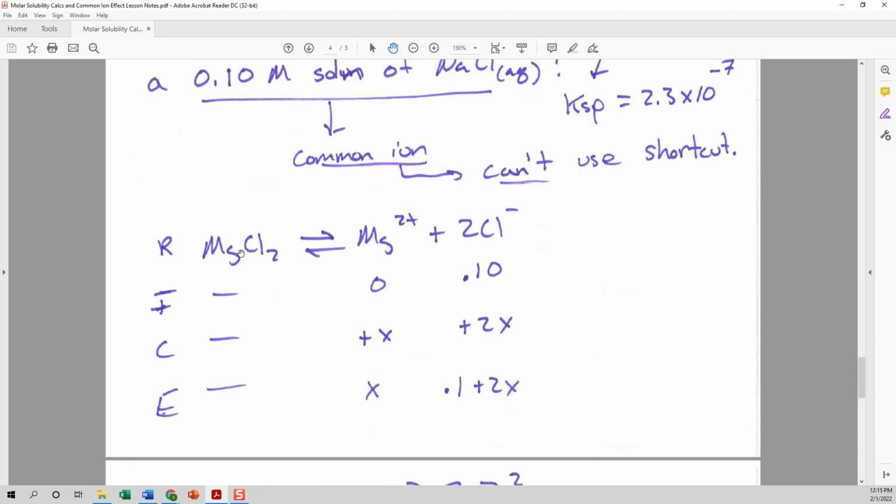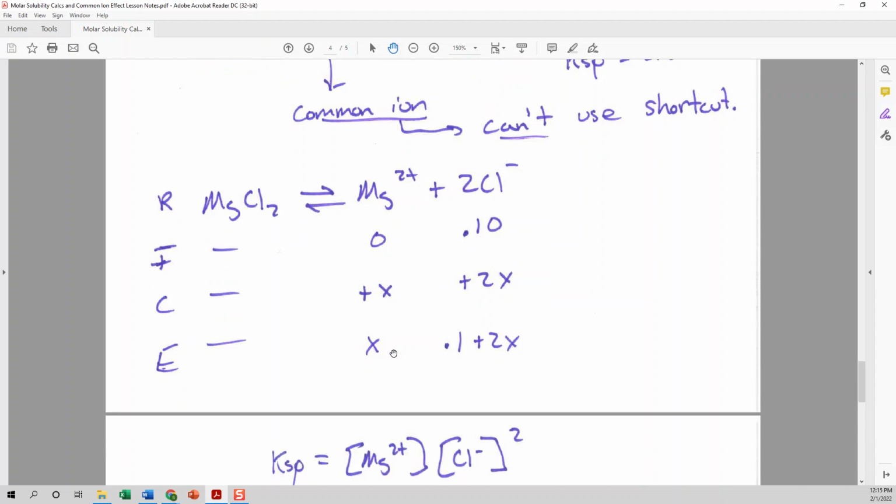So we're still talking about this equilibrium process. We're talking about dissolving magnesium chloride. But note, the initial concentration of magnesium is 0 because none of this has dissolved yet. But the initial concentration of chloride is not 0. We already have 0.1 molar chloride in there. Okay? So this is 0, this is 0.1. The reaction still has to shift this way to reach equilibrium. We need some magnesium ions. So it's plus X and plus 2X. But at equilibrium, this will be X, and this will be 0.1 plus 2X.